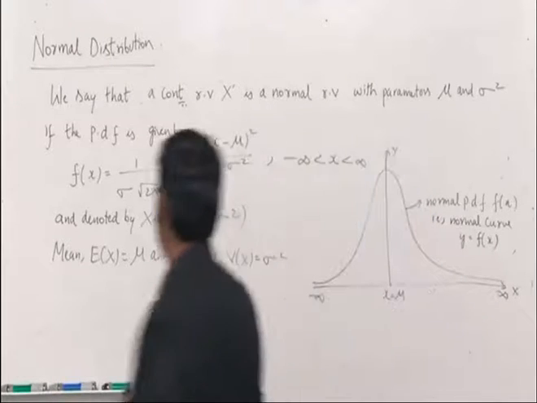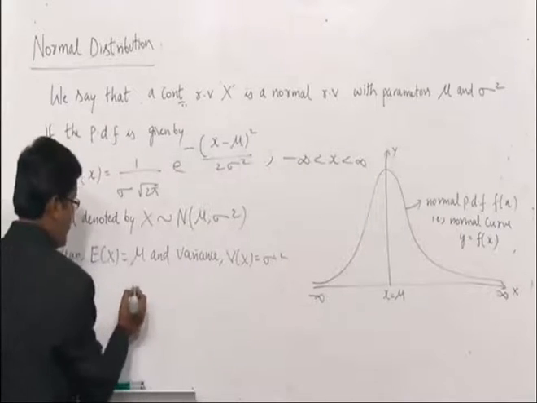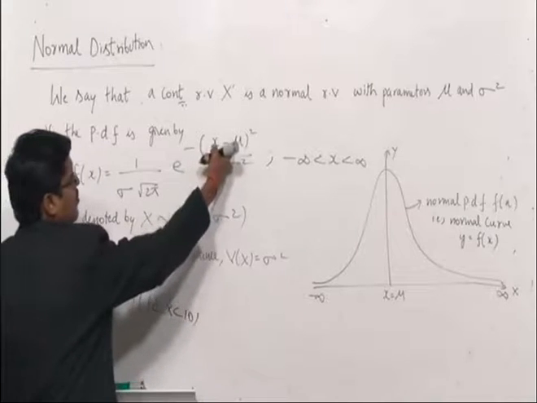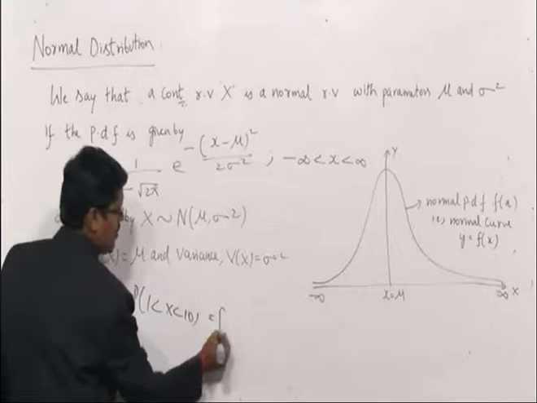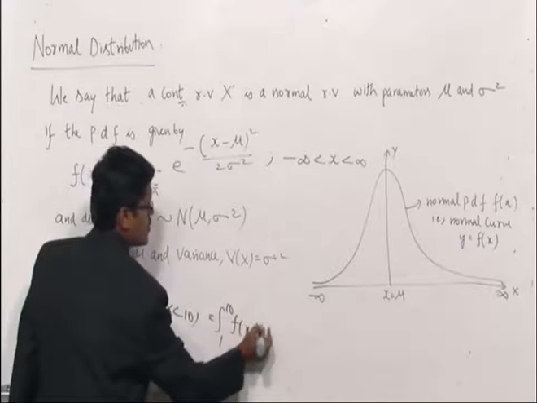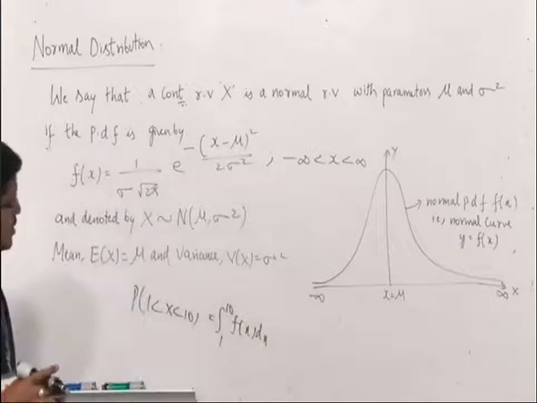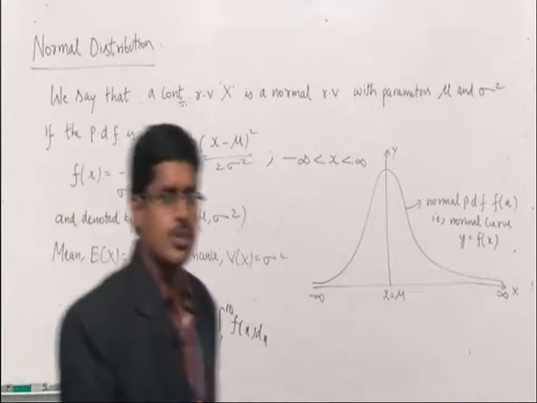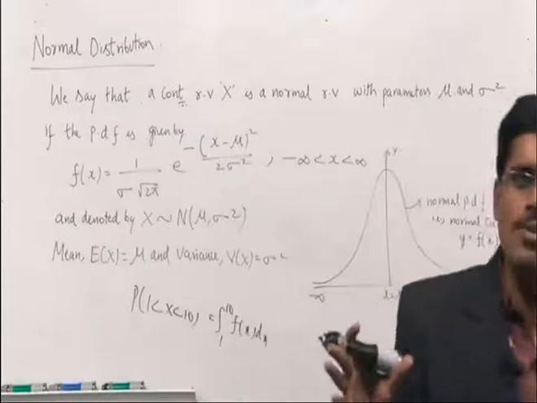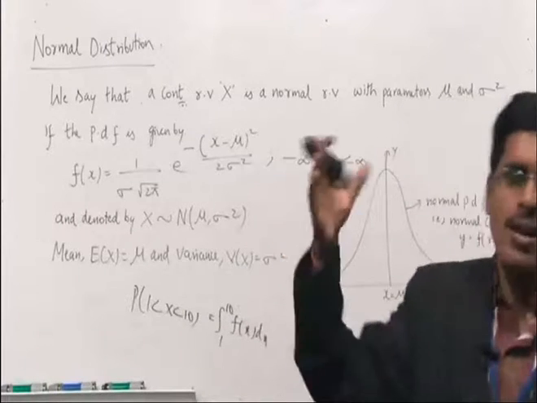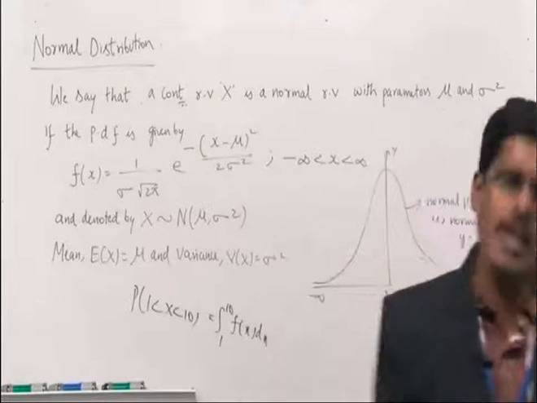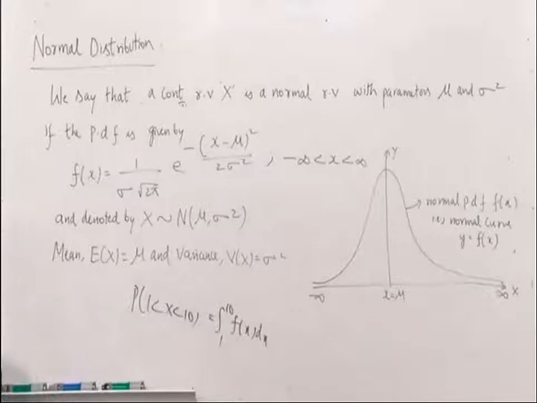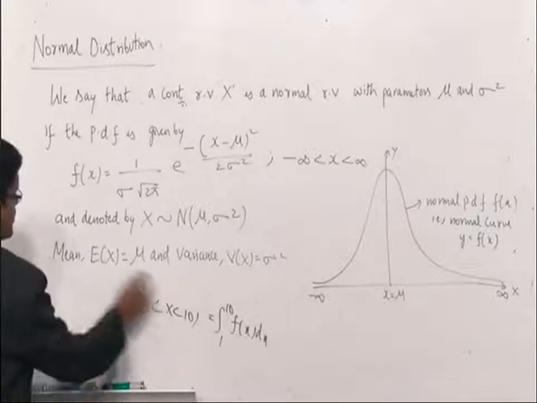Suppose we ask for 1 less than x less than 10. Once we know mu and sigma square, this is nothing but the integral from 1 to 10 of f of x dx. So integration is difficult to evaluate. To overcome this, we reduce this normal distribution into the standard normal distribution, and then those standard normal values are available in the textbook, or they are readily evaluated. That is more comfortable once we bring the normal problems into standard normal problems.